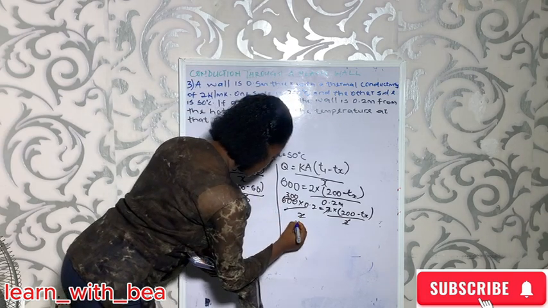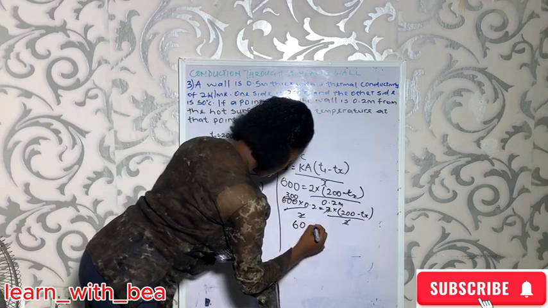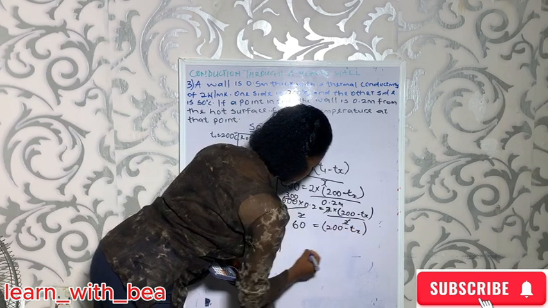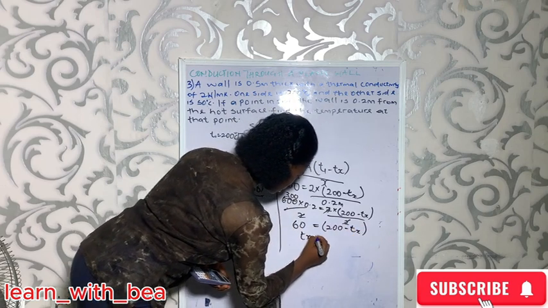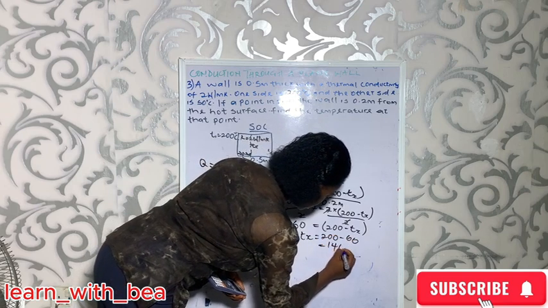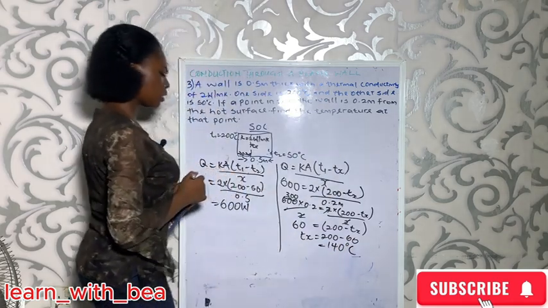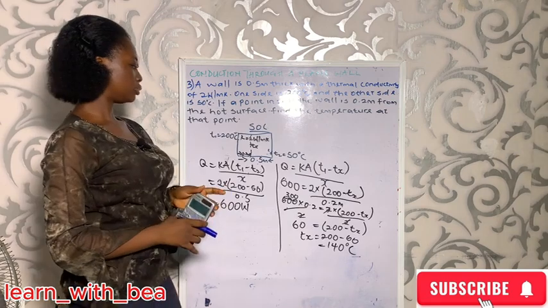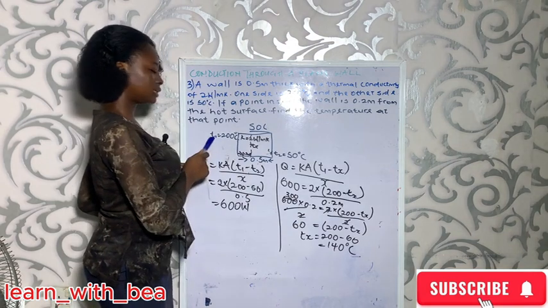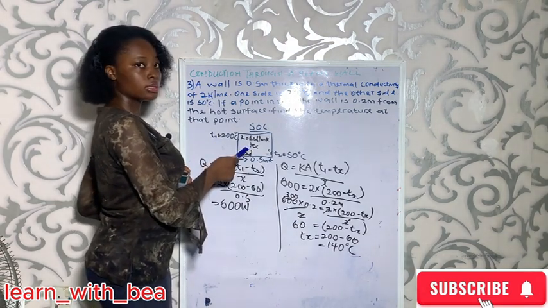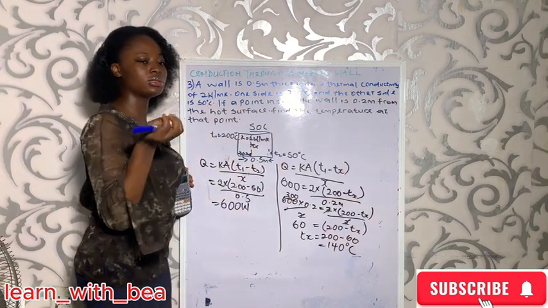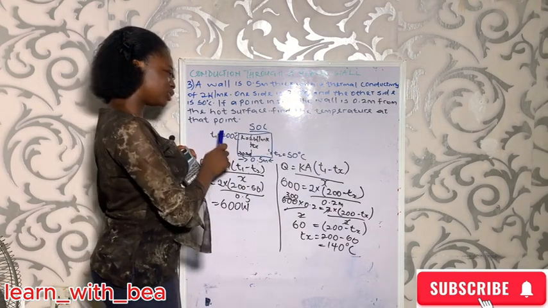Okay, so this is 60 equals 200 minus Tx. So Tx is equal to 200 minus 60, which is equal to 140 degrees C. Now please note your interface temperature. Since T1 must be greater than Tx, and Tx must be lesser than T2, because this is decreased. Even if it's just a little difference, they should decrease.